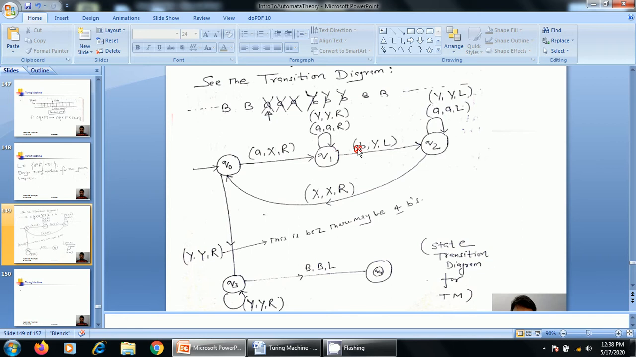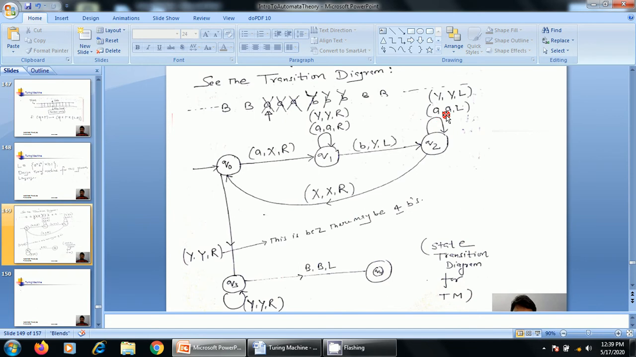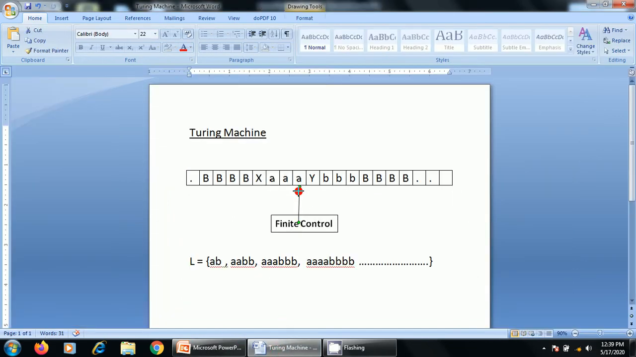Now what the machine will do is, if there is a first b, make it y. We can take any symbol: x, y, p, q, r, or anything. If there is a first b, make it y and move left. L means left. Now move left, because now this finite control is going to search for the second a. Now see, if there is input a, keep it a and move left.